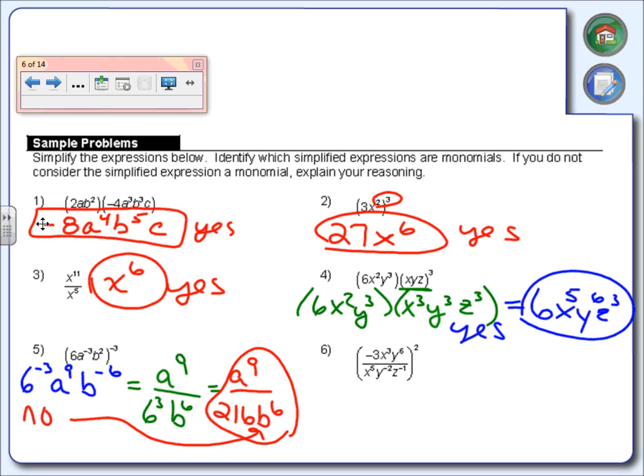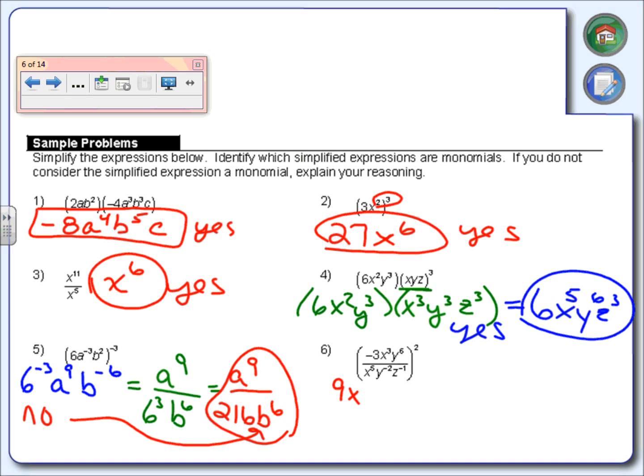All right, let's see how we're doing on number 6 here. We're going to take everything that's in the parentheses and square it. Let's start with that negative 3, that coefficient. Negative 3 squared. All right, so what was that, negative 3 squared? Negative 9, ooh, close, but not quite. Positive 9. Remember, when you multiply a negative times a negative, you get a positive. So it should be a positive 9.